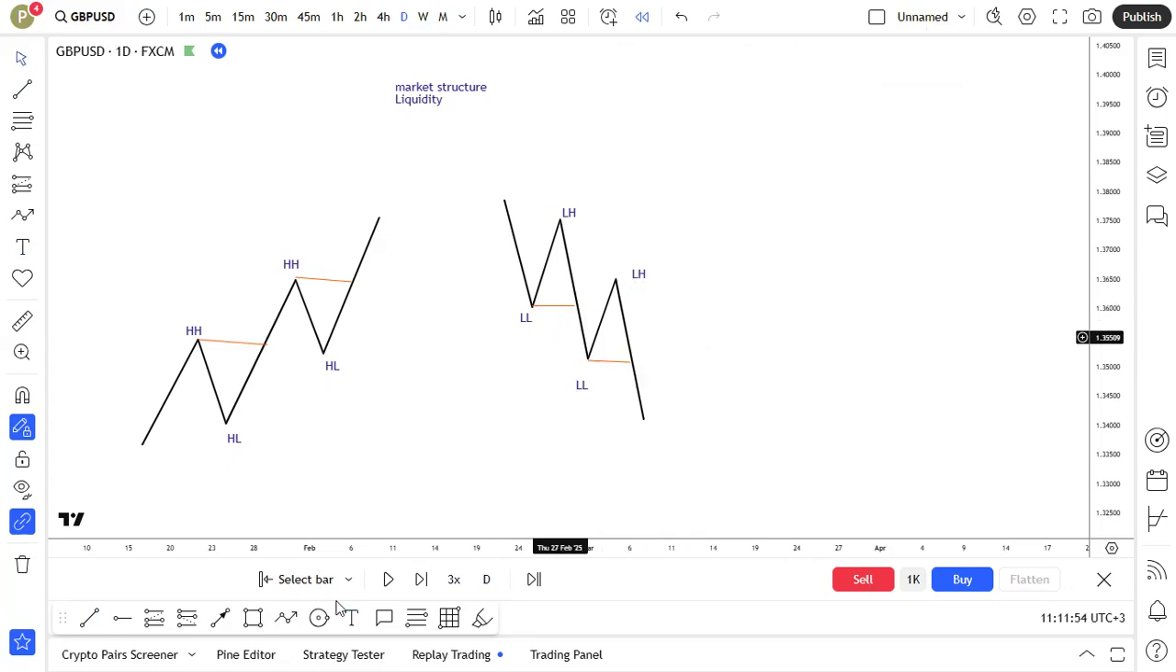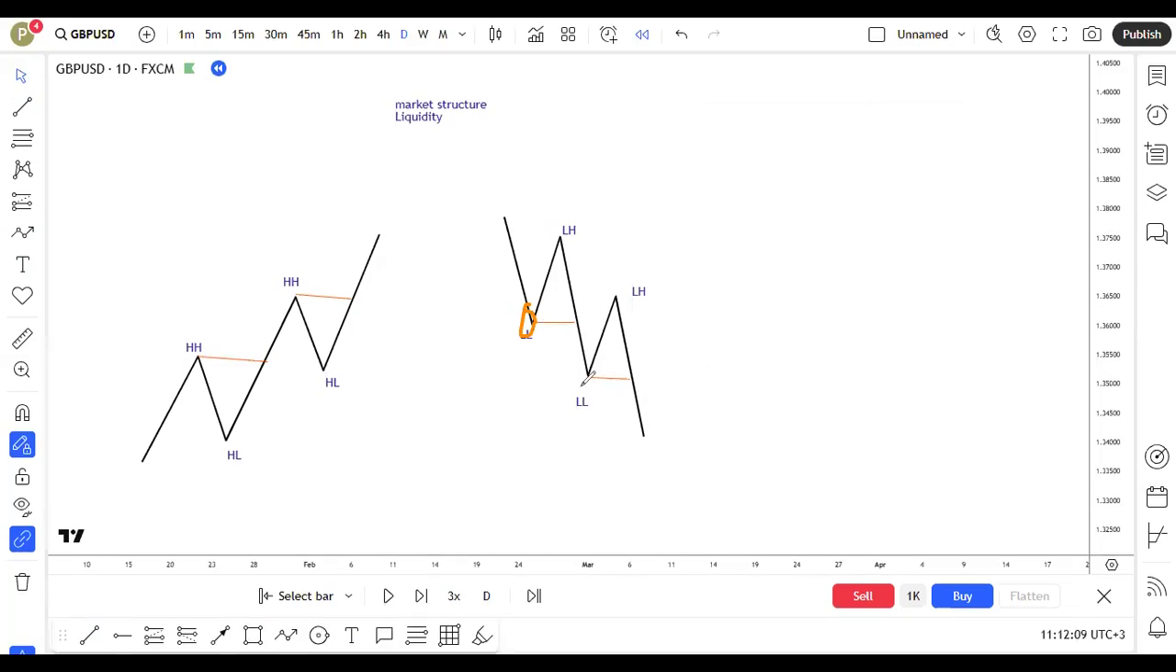We have these breaks of structure, and it is very simple if you understand. Just focus on the formation of higher highs and higher lows, or formation of lower lows and lower highs, depending on the direction of the market. So this lower low was taken by this lower high. From this lower high we pushed the price to the downside, and we took this previous lower low and formed this new lower high. This is what was formed after price broke structure here. So that's all about market structure.